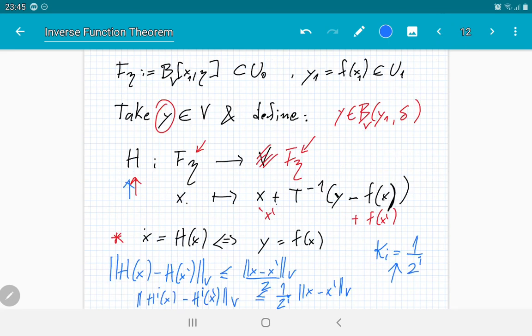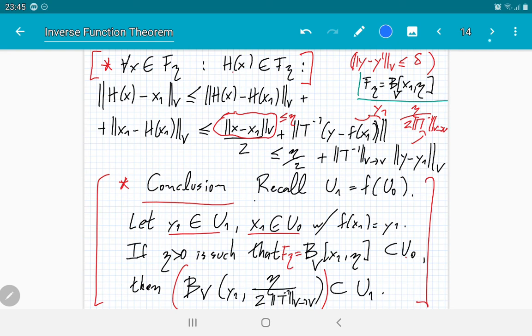And remember, that theorem guarantees the existence and uniqueness of a fixed point. In our case, we just need existence because we're just trying to prove that something is open. We're just trying to prove that y has a preimage. But since h has a fixed point, it must be that y has a preimage. And we are done, right?